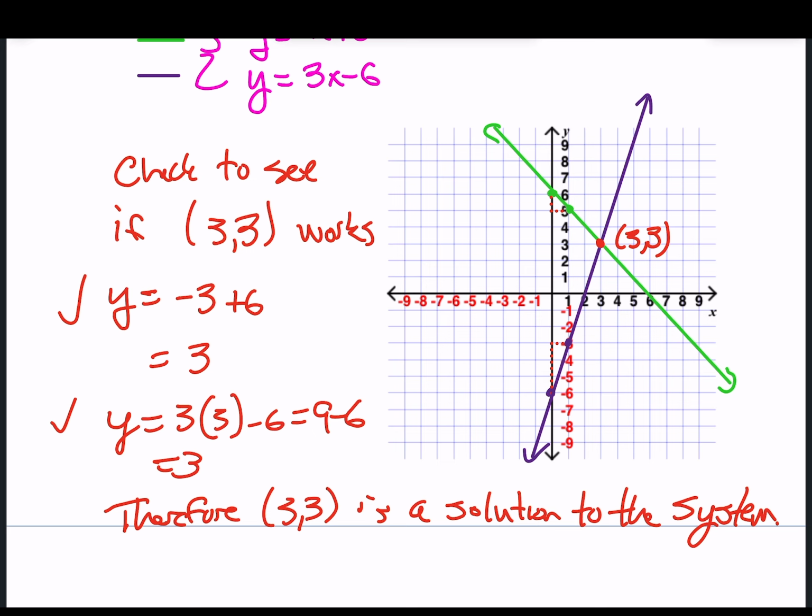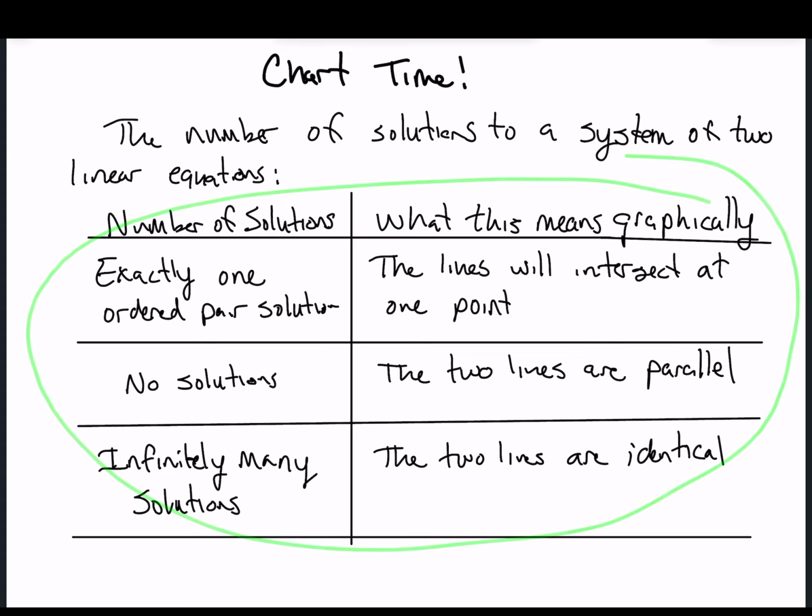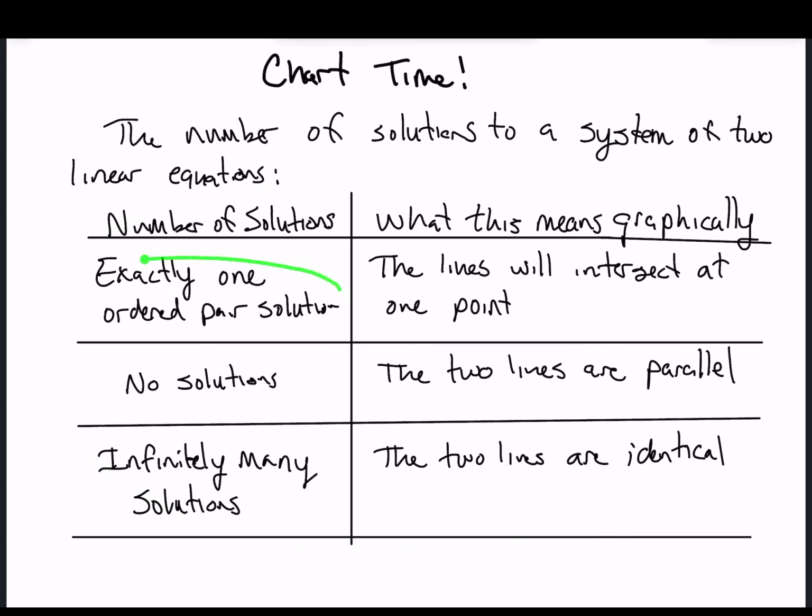Let's go back now to a chart and talk about the types and number of solutions we can have for a system. Okay, chart time. The number of solutions to a system of 2 linear equations can be broken into 3 different cases. So we have the number of solutions and what it means graphically. You can pause the video at any time to copy down this chart if you need to. So you can have exactly 1 ordered pair of solutions, and what that means graphically is that the lines will intersect at exactly 1 point.